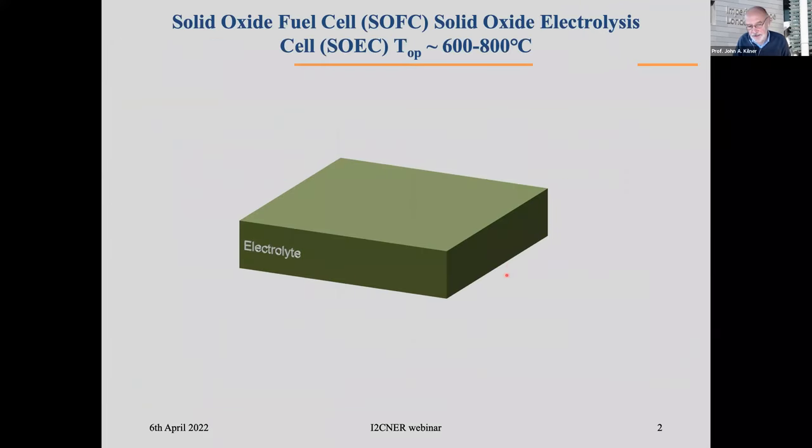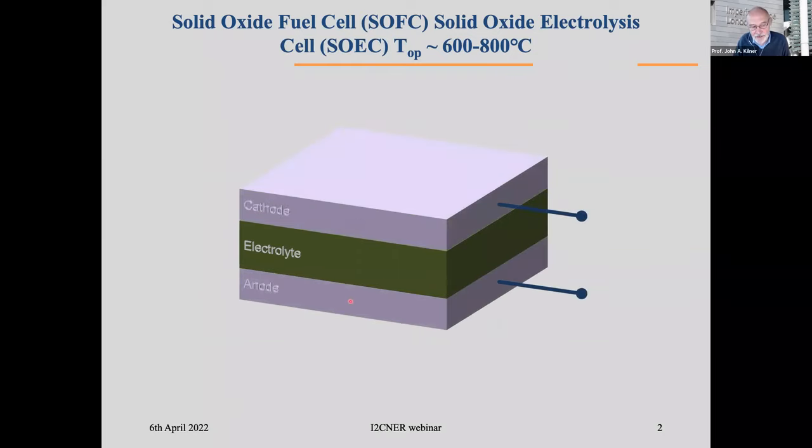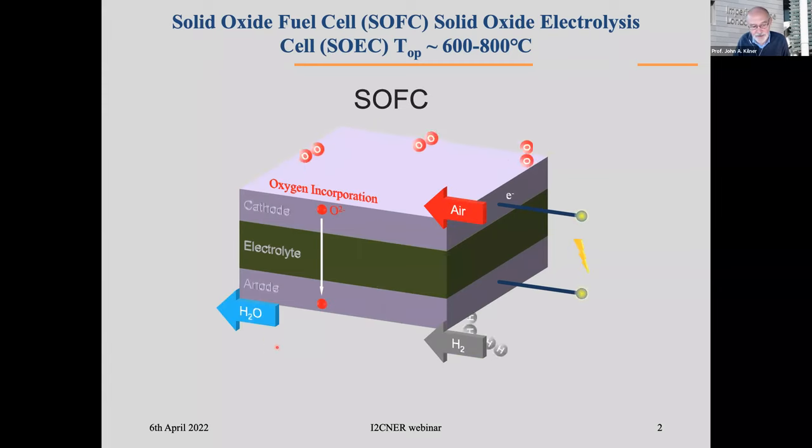So let's look at the device that we're going to try and optimize. It's a solid oxide fuel cell and the solid oxide electrolyzer cell. We have an electrolyte, cathode and anode, feed air into the cathode compartment, hydrogen or a fuel into the anode compartment, and we produce power.